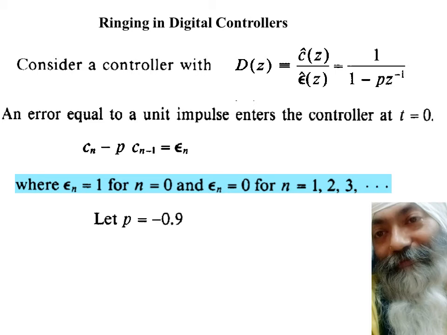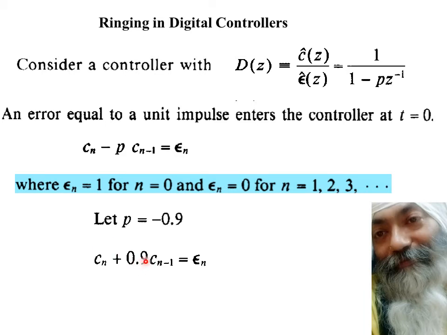So friends, we choose to start with the value of p equal to minus 0.9. It has been deliberately set at minus 0.9. This means that the system is stable. If we see the poles lying within the unit circle, the magnitude of the pole is less than 1, so we can safely say it is not going to affect the stability of the system.